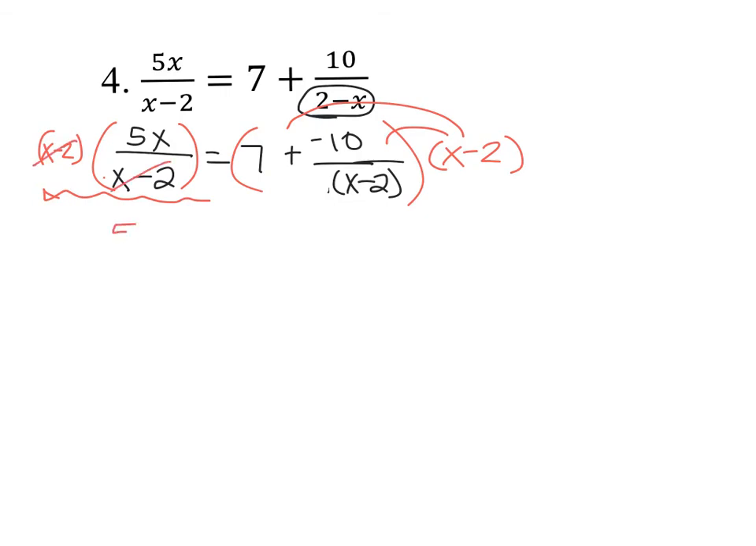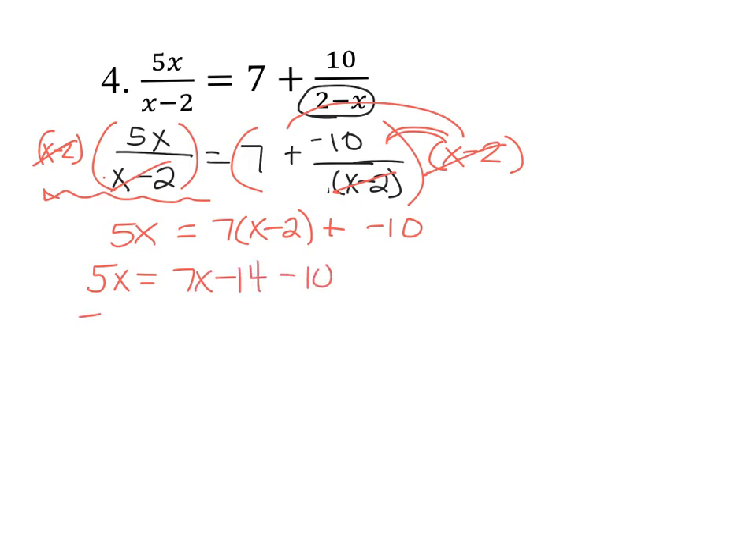I'm left with 5x. If I distribute x minus 2 to my first term, I have 7 times x minus 2. Plus, my x minus 2's cancel out on the second term when it gets distributed over. So I'm left with negative 10. So now I have 5x equals 7x minus 14 minus 10, because a positive and a negative make a negative. So now I have 5x equals 7x minus 24. Subtract 7x, I get negative 2x equals negative 24. So x equals 12.